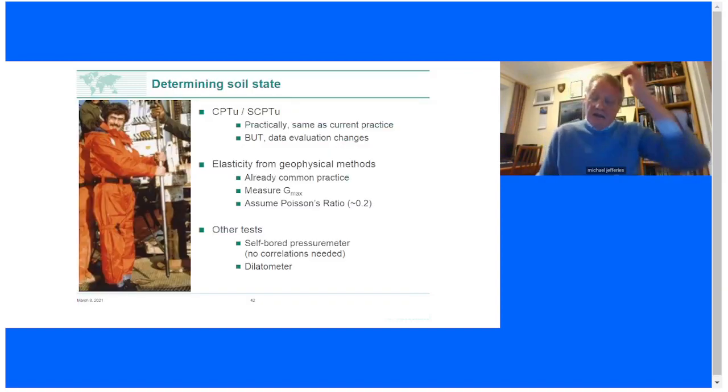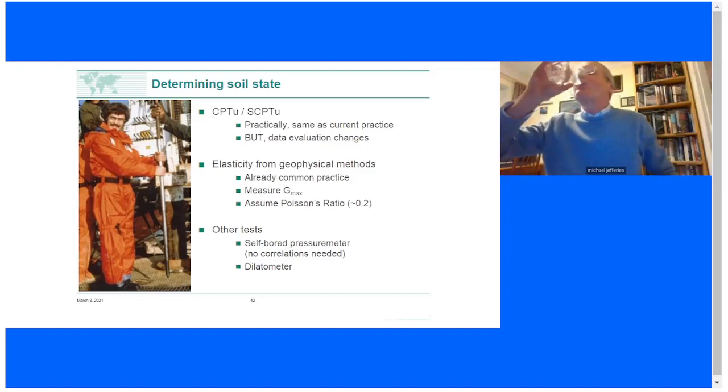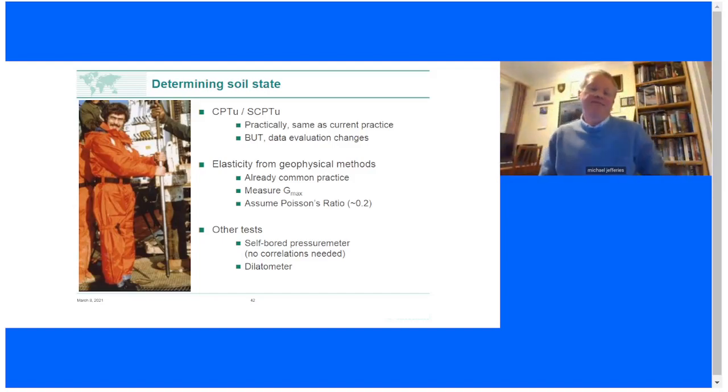Okay, now on to determining soil state, the other side of the coin. Quick slurp of water there.